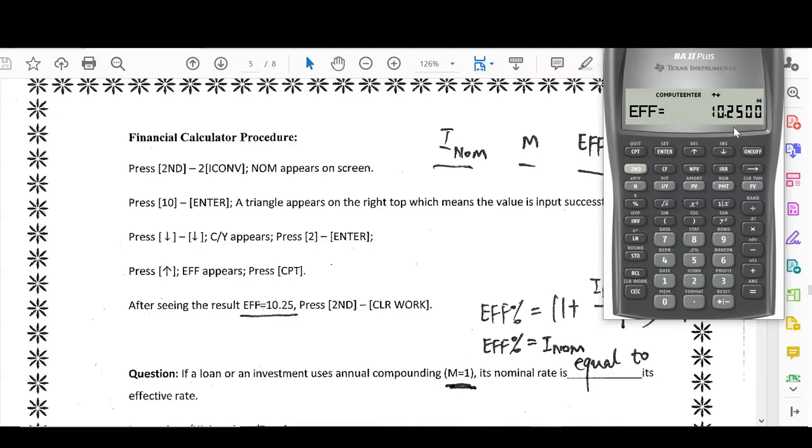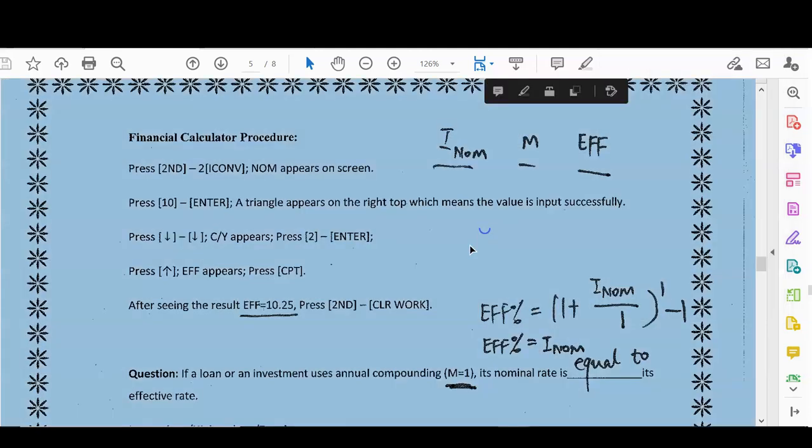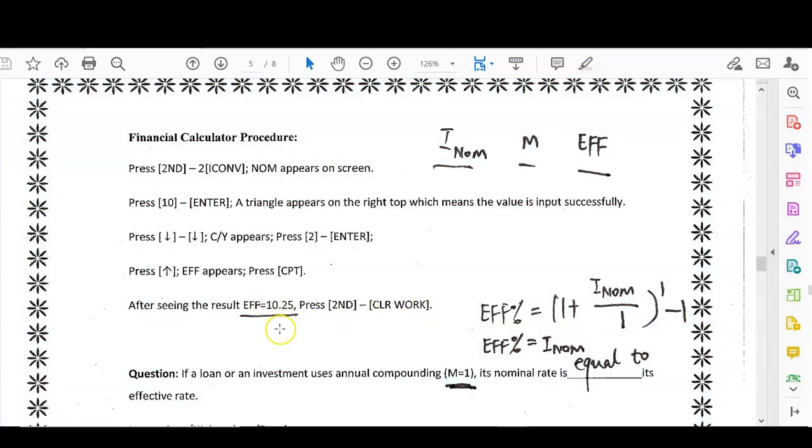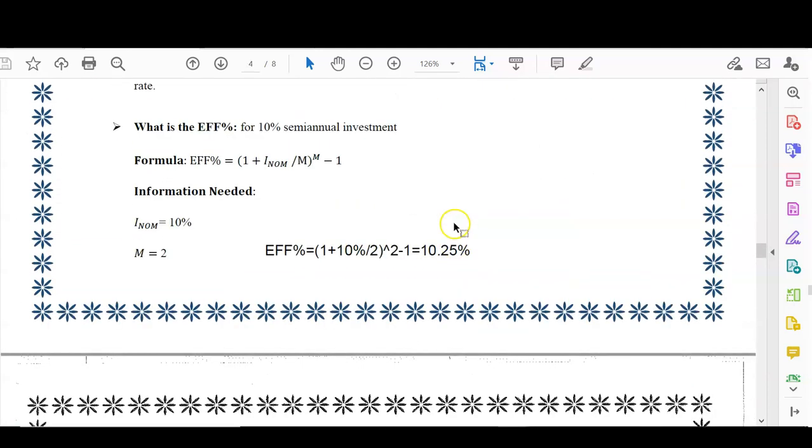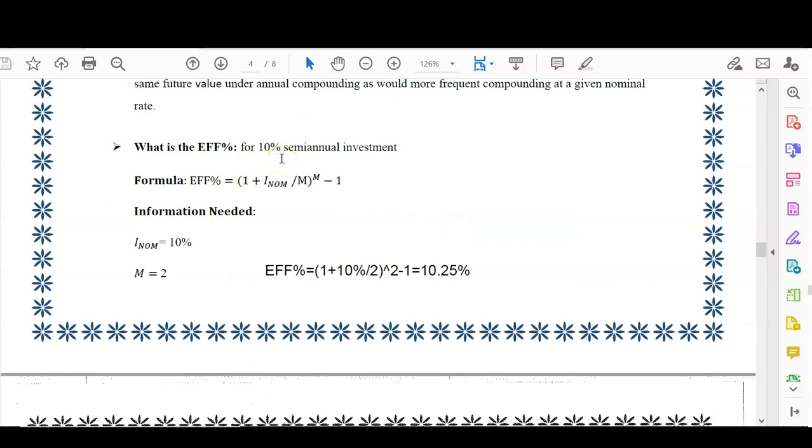If you want to clear all the inputs, you can press second, clear work. So all the inputs here are cleared except for the C/Y. And this number 10.25 means that 10.25% at annual compounding is equivalent to 10% semi-annual compounding. These two bring you the same interest.